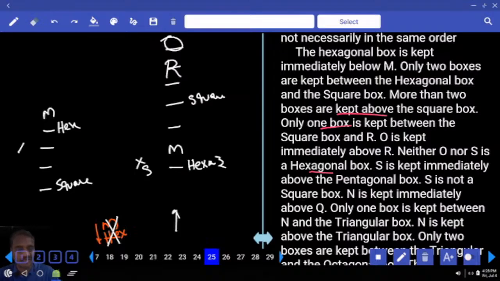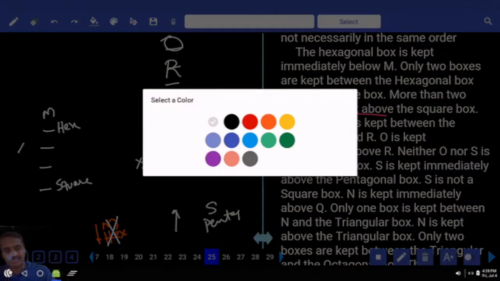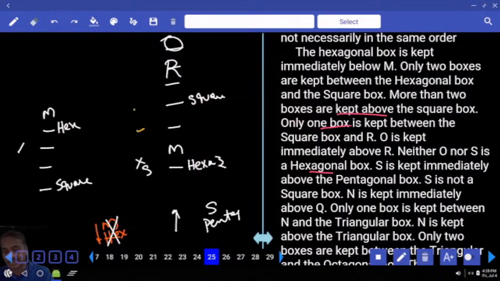And S is kept immediately above pentagonal. Now S is immediately above pentagonal. Clear? Hence, what are the possibilities we have? S can be here or S can be here. S is immediately above the pentagonal box. S is not a square box. Then what is the possibility we have for this S? Now S must be here. Clear? S cannot be here, as S is immediately above pentagonal.